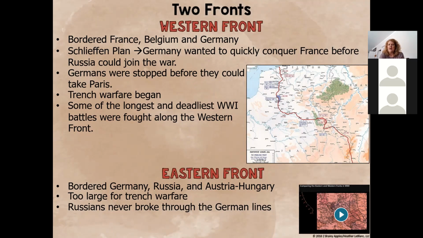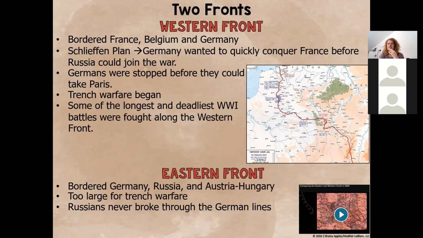So the Western Front, we have this line drawn here on the map. It borders France, Belgium, and Germany. The military plan for Germany and Austria-Hungary is called the Schlieffen Plan. Germany's plan was to quickly go in and conquer France before Russia could join the war in that region.